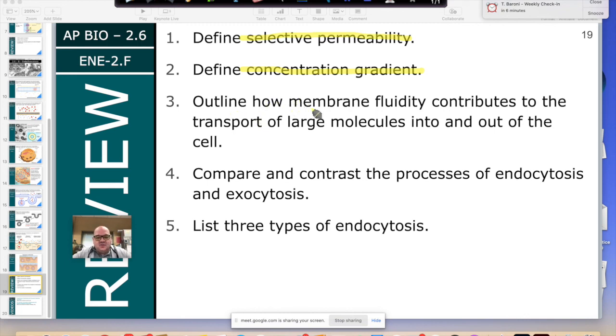Talk to me about how membrane fluidity with phospholipid bilayers plays a role in the transport of these large molecules. Well, you can say to me, the membrane will fold around and merge with the cellular membrane to allow endo and exocytosis to happen, which leads right into this. You're going to tell me the difference between those, the 3 different types of endo, which is your final goal right here.